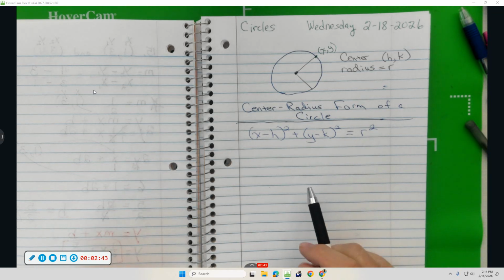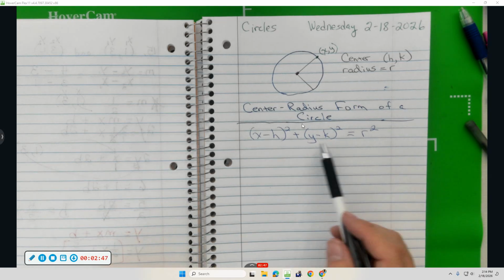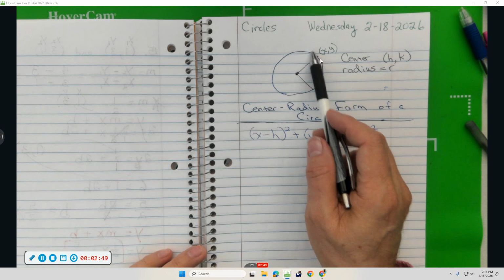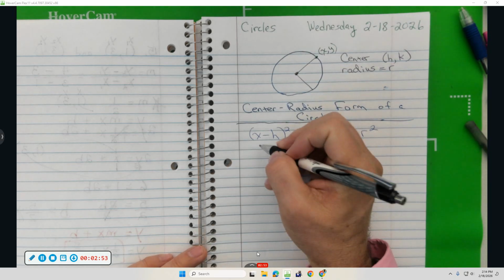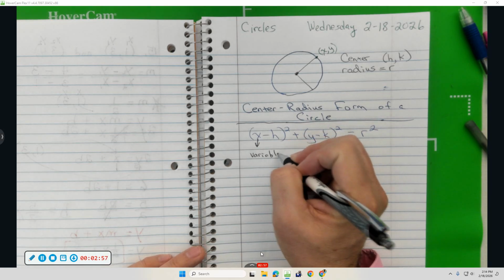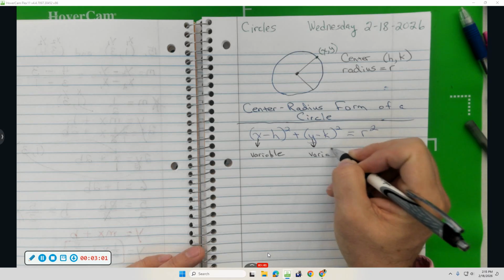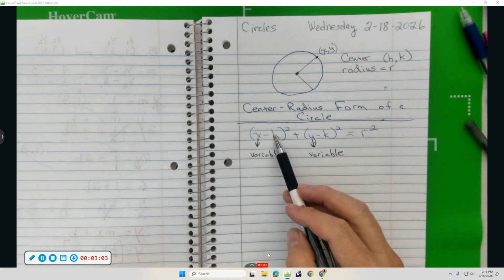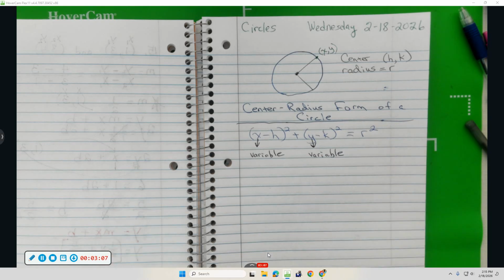Realize there's a lot of letters here, but the only variables you have are x and y. They're representing an arbitrary point on the edge of that circle. x is a variable, and y is a variable. h, k, and r are all numbers.